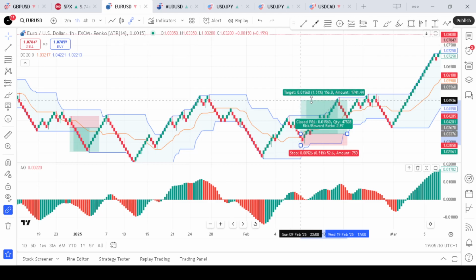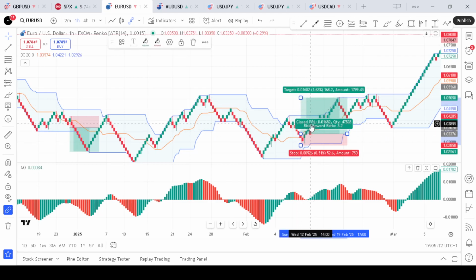Or you can equally use a trailing stop by putting your stop loss above your profit and following price when price moves in your direction. This is how to manage the trade.